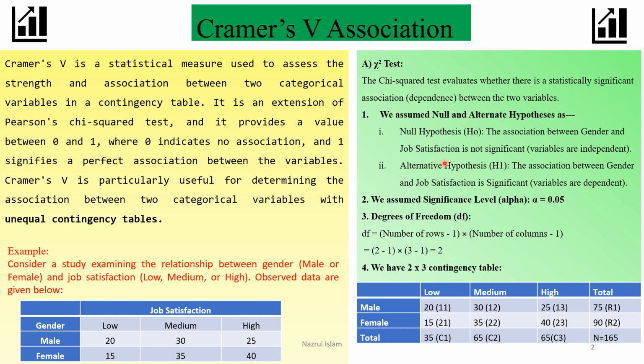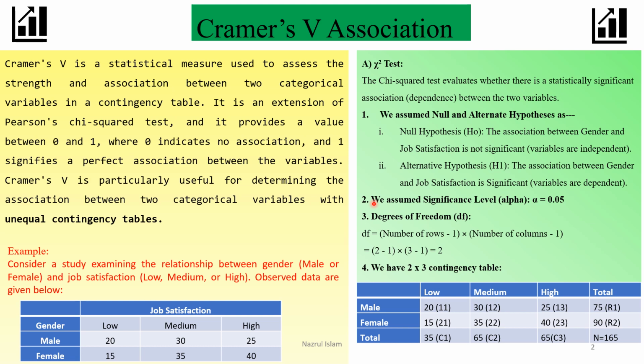For this we have several steps of calculation for the chi-square test. Step 1, we assume null and alternative hypotheses. Null hypothesis, that is H0, is the association between gender and job satisfaction is not significant. That means variables are independent. Alternative hypothesis, that is H1, is the association between gender and job satisfaction is significant. That means variables are dependent.